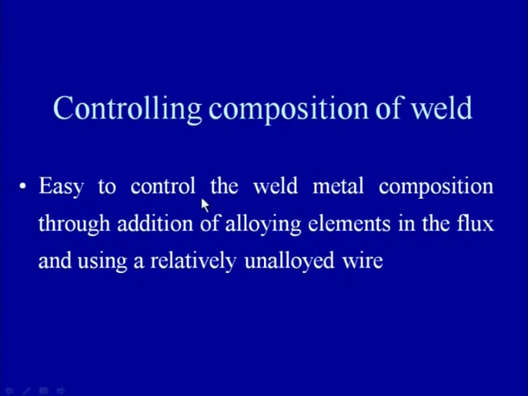These alloying elements will melt with the flux and will be added to the weld metal. So, for easy control of the weld metal composition, we add the alloying elements in the flux using relatively unalloyed filler wire. We can use an electrode of a specific composition which we want, or we can add the required amount of alloying elements by mixing them with the flux, so that during the welding they can enter into the weld pool and modify the composition of the weld material as per requirement. This approach is very simple.